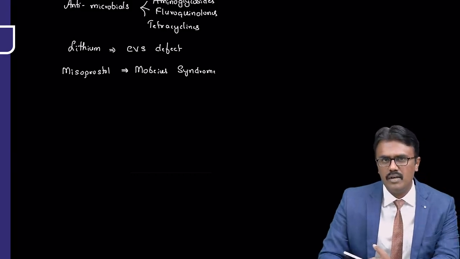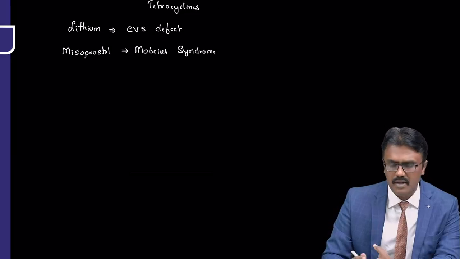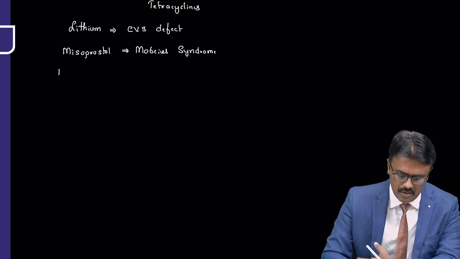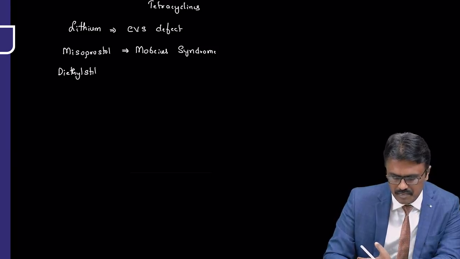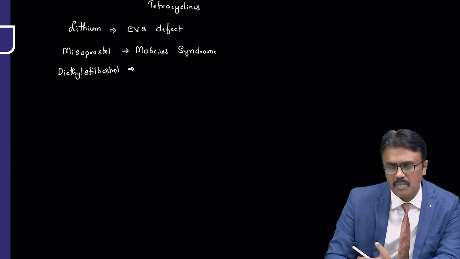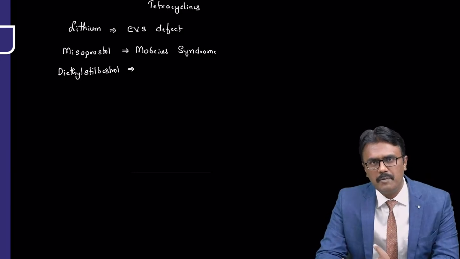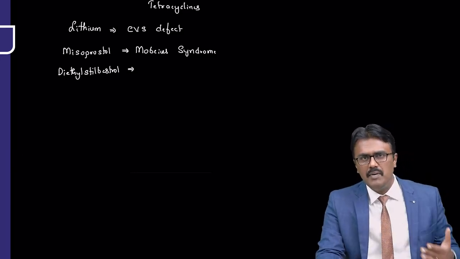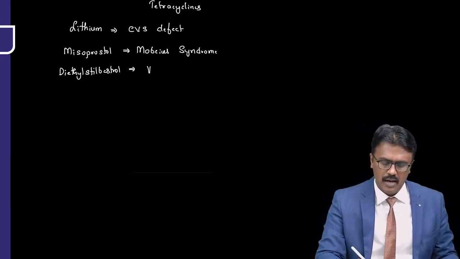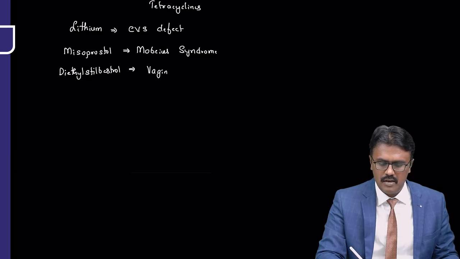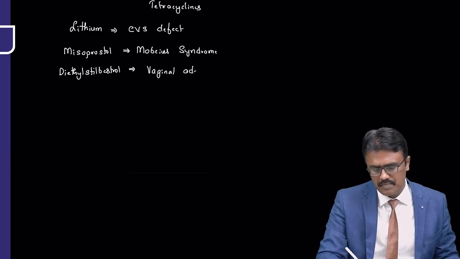Now, one more important drug which is asked in the exam in endocrine is diethylstilbestrol. Diethylstilbestrol is an estrogen preparation. If you are using it in a pregnant woman, and the baby born is a girl, in the future the baby will have the risk of vaginal adenocarcinoma.